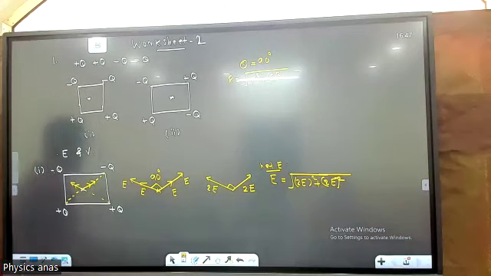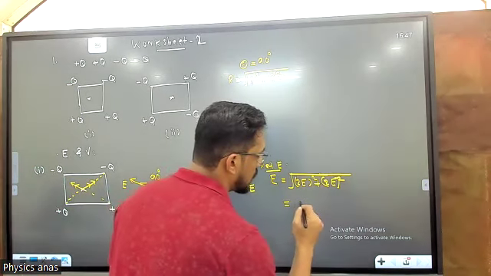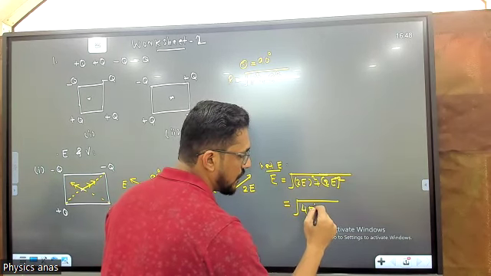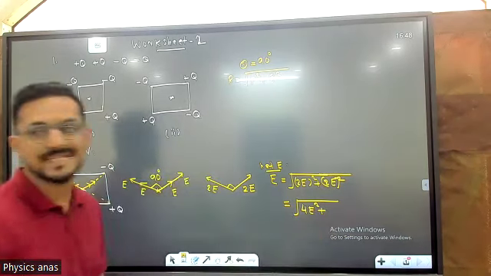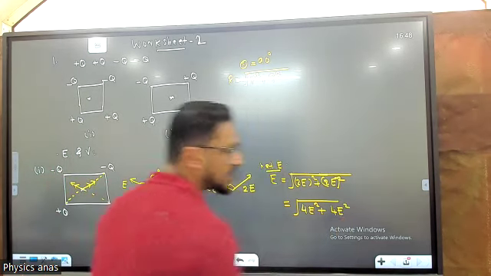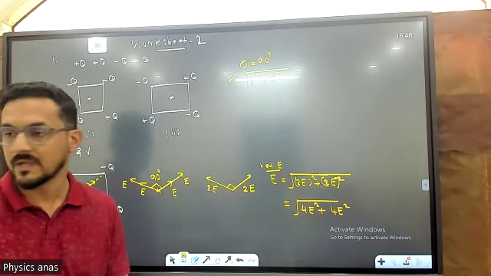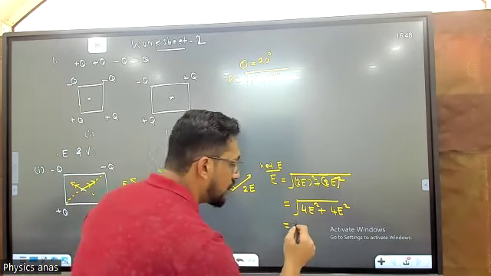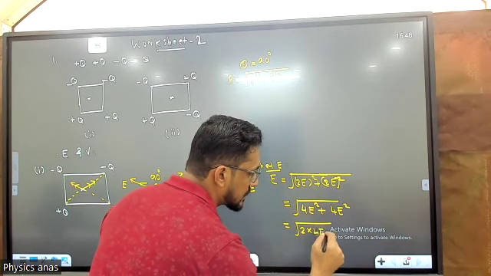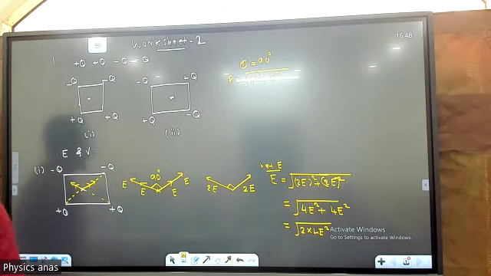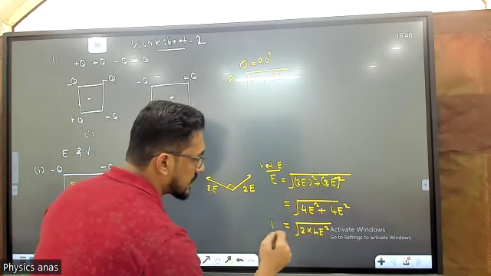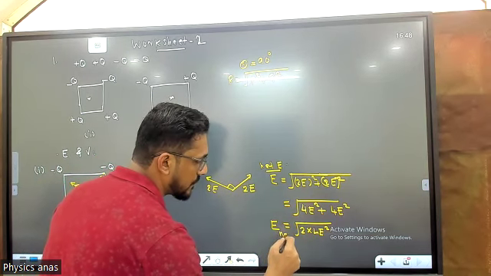What will be the final value? What is 2E squared? 2E squared will be 4E squared, right? 4E squared plus what is 2E squared? That's again 4E squared. That means 4E squared plus 4E squared. What will be the value? 8, that will be 2 times 4E squared, right? Then this is the net electric field.